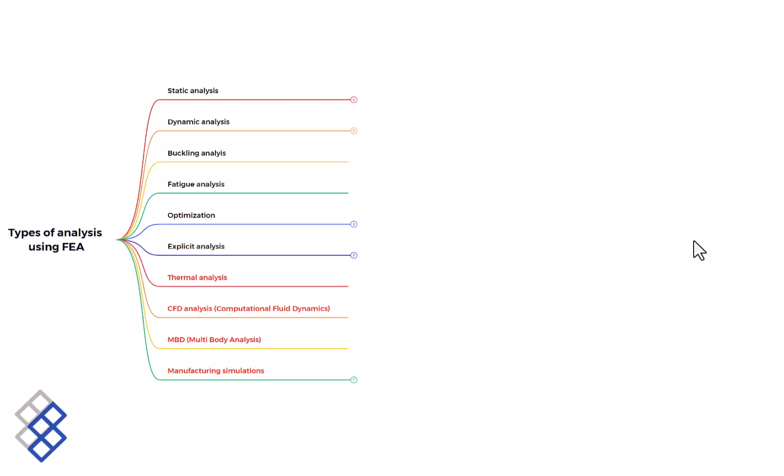While getting into the analysis, let me go through the different types of analysis which can be performed using finite element analysis. You can see the different types of analysis listed here, ranging from static analysis, dynamic analysis, buckling analysis, fatigue analysis, optimization, explicit analysis, thermal analysis, CFD, that is computational fluid dynamics, and multi-body dynamics and manufacturing simulations. These are not the only types of analysis which can be performed using FEA. There are further analyses which have not been included in these categories.